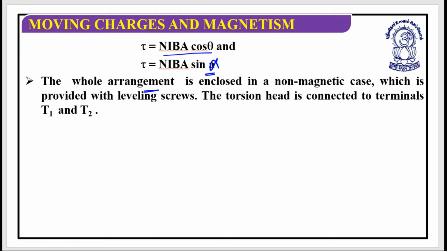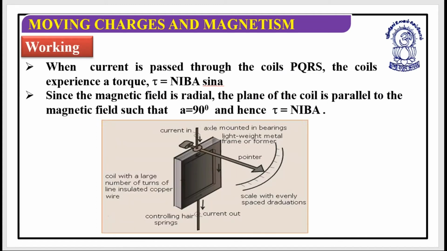So the whole arrangement, this complete arrangement, is enclosed in a non-magnetic case, because a magnetic case can have its effect too, since the instrument is working on the principle of magnetism only. That's why we choose a non-magnetic case, so that it does not have any effect on it. We are using a non-magnetic case, which is provided with leveling screws, and the torsion head is connected to the terminals T1 and T2. Now let's look at the working of this.